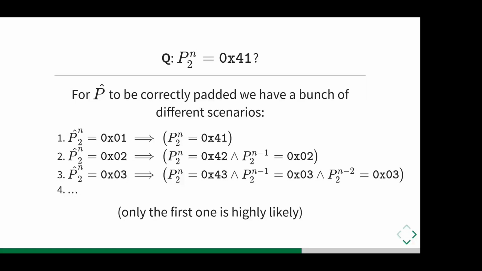And of course, the higher we go, for example, for 0x03, we have the final plaintext value, but also we have an assumption on the last 3.